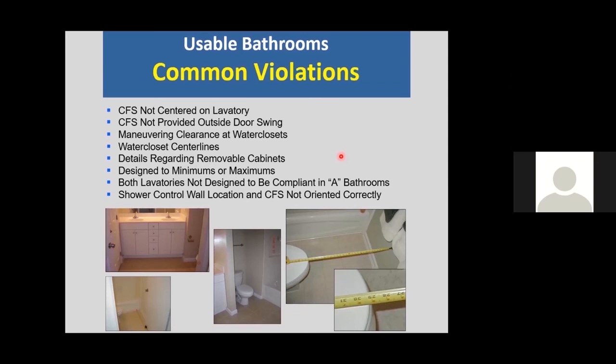Water closet location has been a problem. I think that this will help with the 16 to 18 range that's now approved. Again, designing to minimums and maximums instead of working within the middle of the ranges. This one that says both lavatories not designed to be compliant in A bathrooms, that has actually gone away in the ANSI standard. If you choose option A, only one lavatory has to comply.